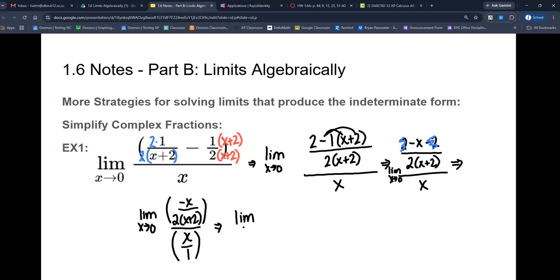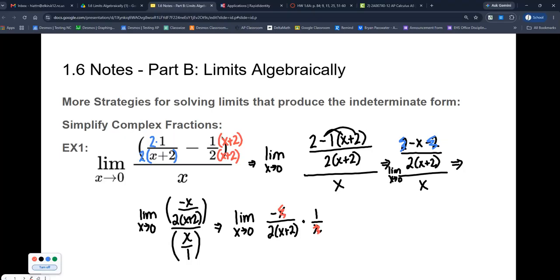So we've got the limit as x approaches 0 of -x over 2 times x plus 2, times 1 over x. Okay, did you see anything good happening here? The x's can cancel because when you mark them out, they are separated from what's left by multiplication, right? So those x's can cancel. When x cancels when you're doing the limit, you probably can now do direct substitution.